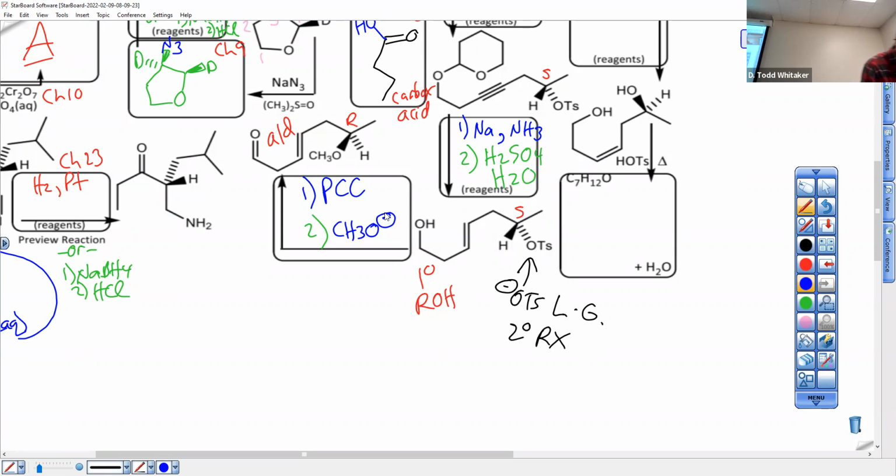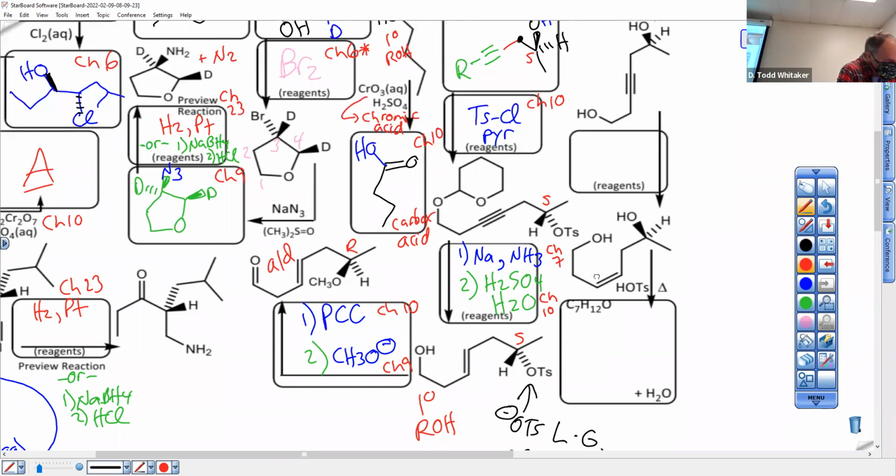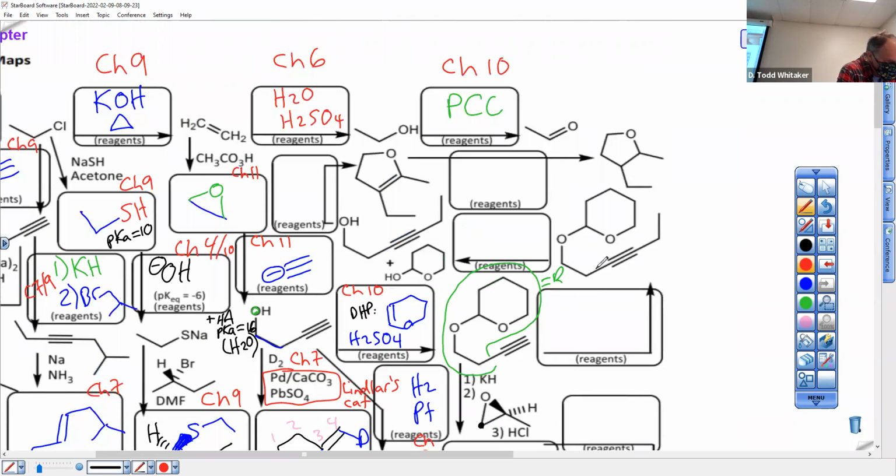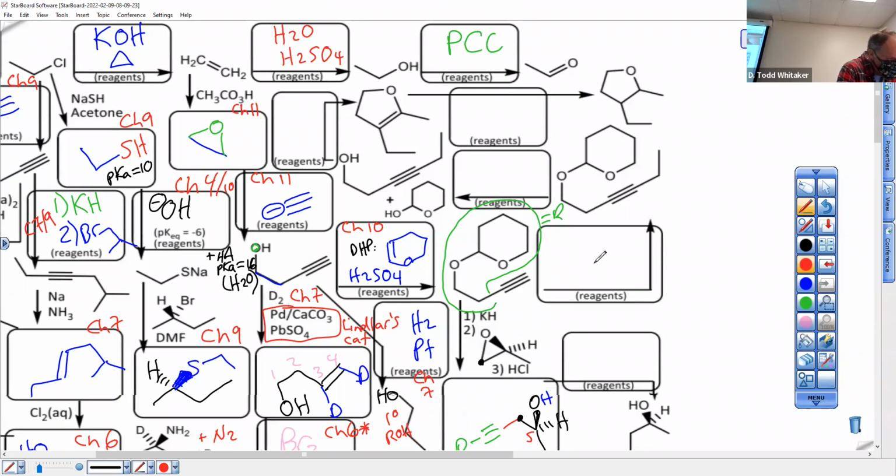All right, so I left off without a lot of chapters. Making the trans alkene, chapter 7. Deprotection of DHP, also found in chapter 10, where protection is found. PCC found in chapter 10. SN2 found in chapter 9. And we are slowly approaching the end of this arduous road. And I still can't remember how the heck we got anywhere in here.